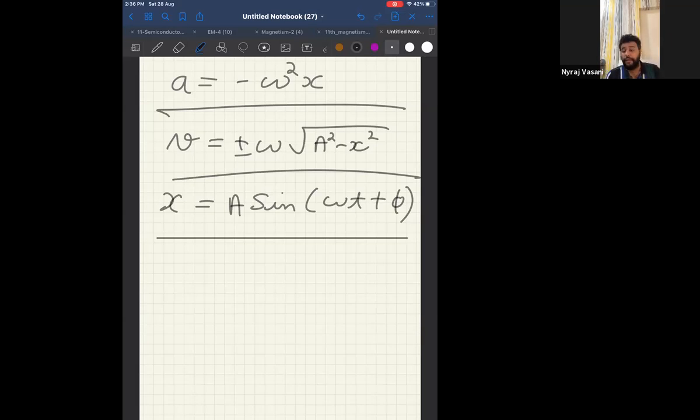Now, I have 3 formulae for displacement in this chapter. Listen to me. One is the formula for displacement of oscillation, A sin omega t plus phi. The second is, what is displacement at mean position? 0. What is displacement at extreme position? Plus or minus A. Do you understand? So one is the formula for oscillation, one is displacement at mean, and one is displacement at extreme. Understood?